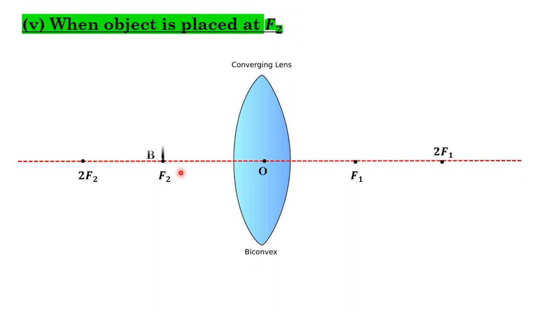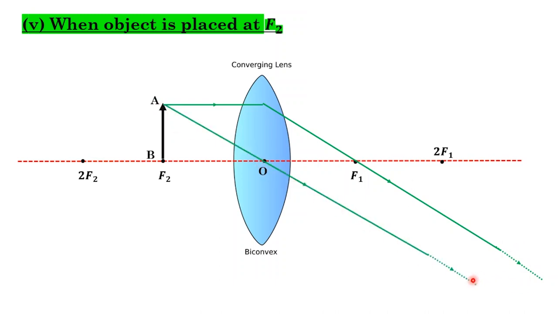Now next is when the object is placed at F2, meaning the object is placed at focus. When an object is placed at infinity, its image is formed at focus; so when the object is placed at focus, its image should be formed at infinity. Okay, so let us see. This is our object, which is placed at focus. The first ray will go parallel to the principal axis. After refraction, it passes through focus. The second will go through the optical center. As you can see, these two rays are parallel, so we assume that these two will meet at infinity. So our image will be formed at infinity.